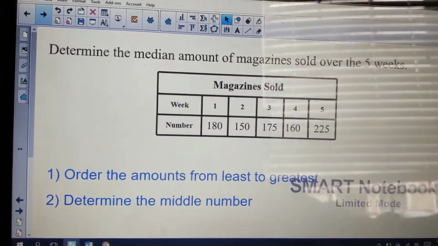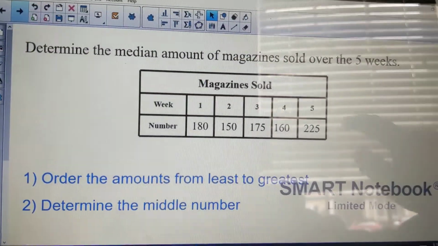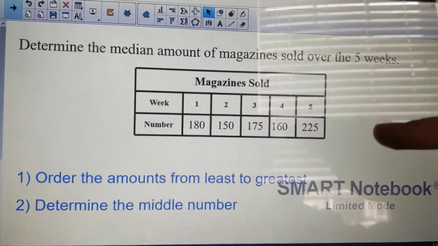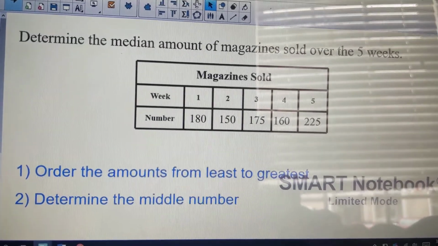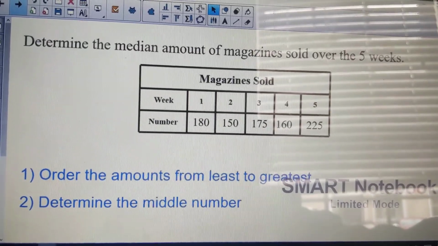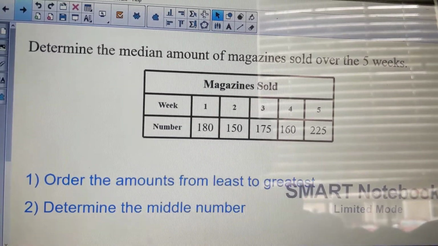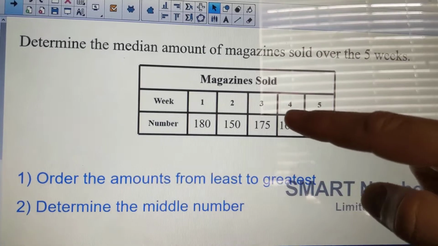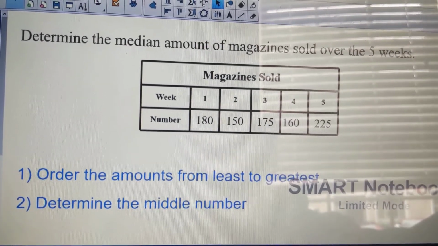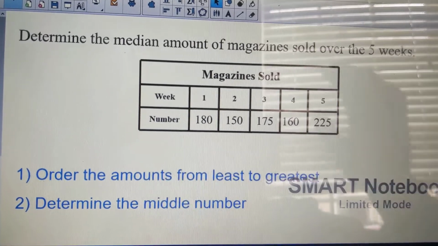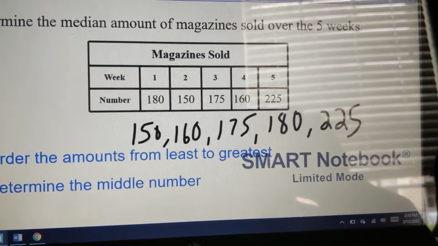So if we were to determine the median amount of magazines sold over the 5 weeks, we see 5 weeks with the number of magazines sold each week. So if we want the middle number, if we just looked at this, it's tempting to say the median is 175 without having to do any work because it looks like it's in the middle. But we have to put these numbers in order from least to greatest first. So go ahead and pause the tape and do that now. Okay, so there are the numbers in order from least to greatest.